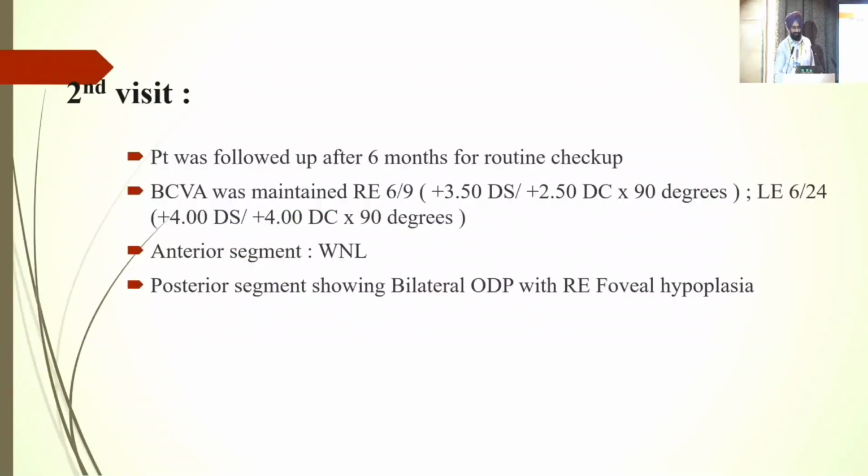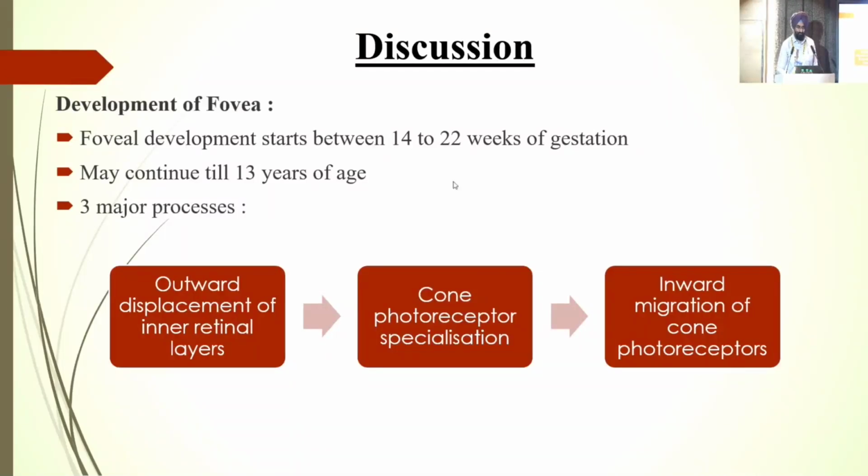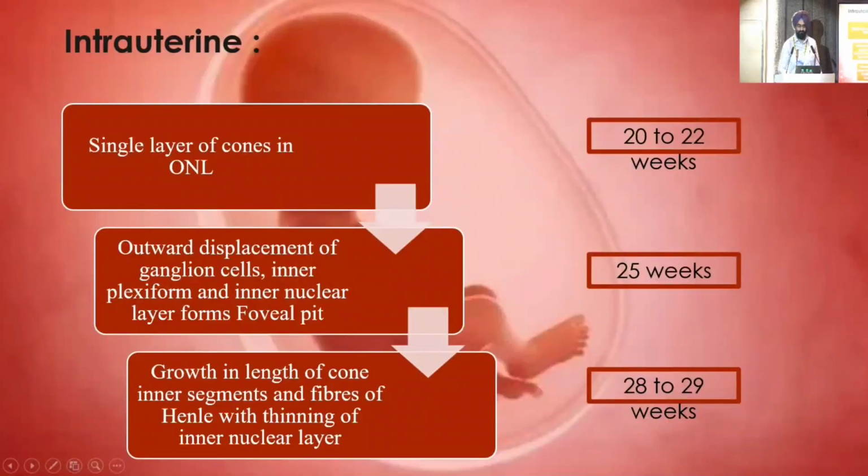We followed up after 6 months. She maintained the visual acuity with a similar diagnosis. Foveal development starts about 14 to 22 weeks of gestation and continues till about 13 years of age. There's first an outward displacement of the inner retinal layers, followed by cone photoreceptor specialization, followed by inward migration of the photoreceptors. So there's a single layer of cones by 20 to 22 weeks.